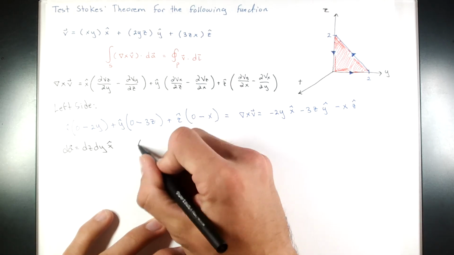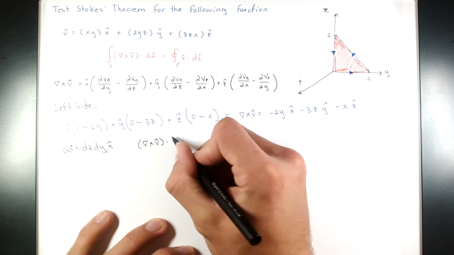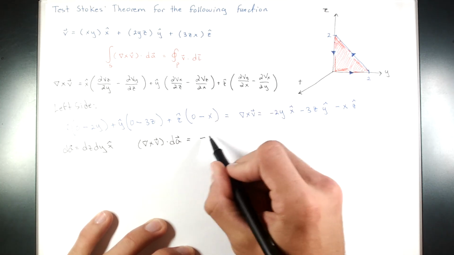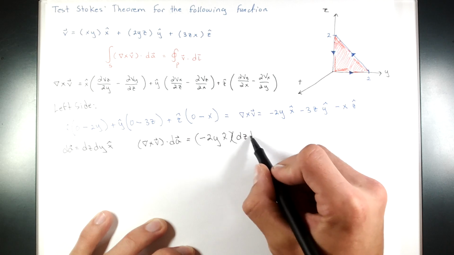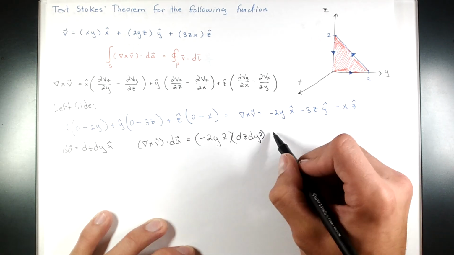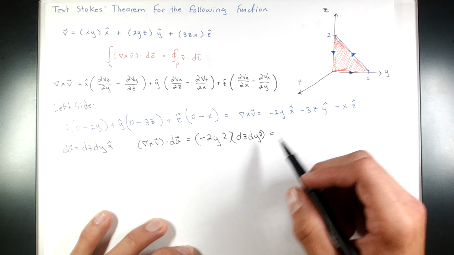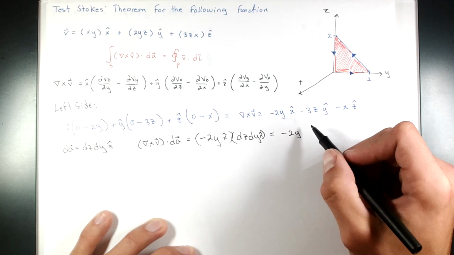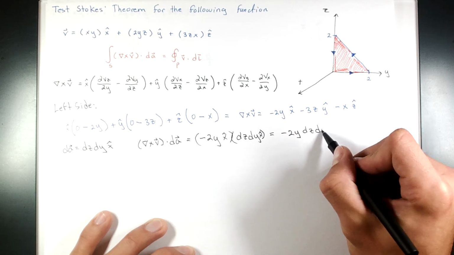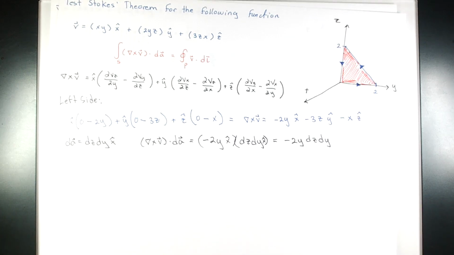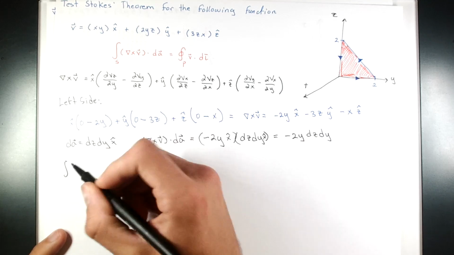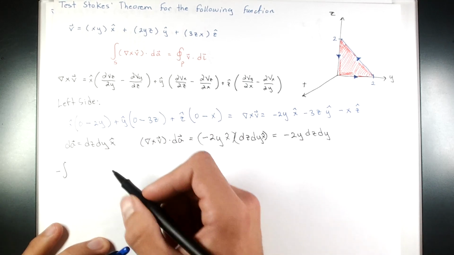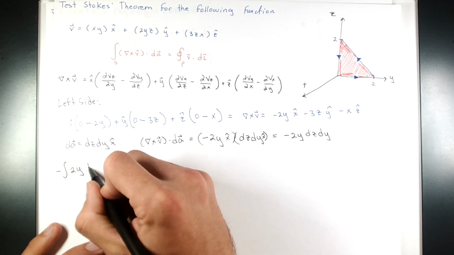That means that this entire term inside the integral is just minus 2y x times dz dy x. The x times the x, they are just unit vectors, so it becomes 1, and the entire result is minus 2y dz dy. So this is what's going to be inside our surface integral here, and we're just going to go ahead and solve it. We're going to set it up. I'm going to put the minus outside just for simplification: 2y dz dy.